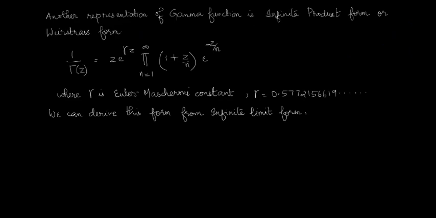Another representation for gamma function is called the infinite product form or Weierstrass form, where you define gamma of z like this: 1 by gamma z equal to z e raised to small gamma z, product of 1 plus z by n e raised to minus z by n, where n goes from 1 to infinity. This small gamma is a constant called the Euler-Mascheroni constant, and it takes the recurring decimal value as given here.